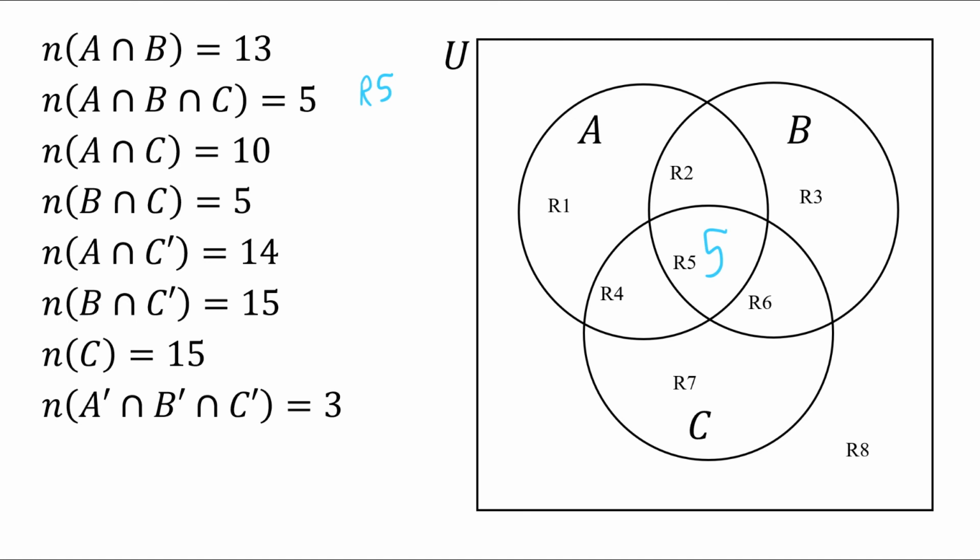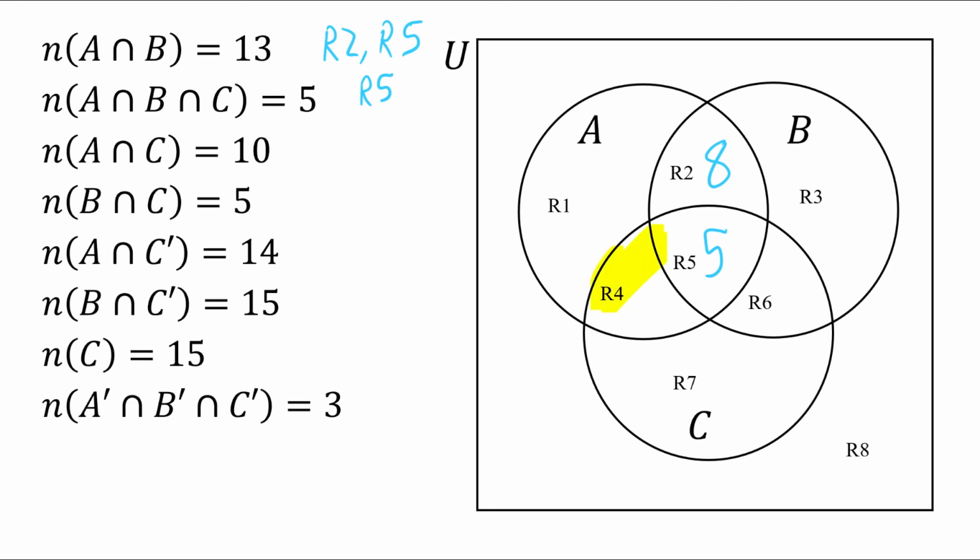Now, that tells us something about region 2, because we knew that this 13, A intersect B, was regions 2 and 5. So regions 2 and 5 have to add up to 13, and region 5 is 5, that tells us region 2 has to be 8. Most of these numbers listed here aren't going to go on our Venn diagram, because most of them we're going to have to subtract to figure out what they are, because most of these refer to more than one region.